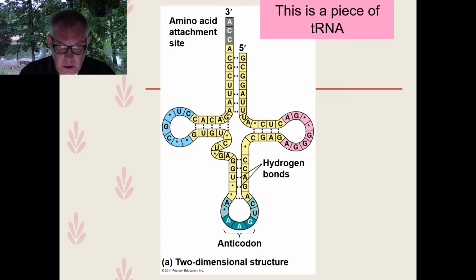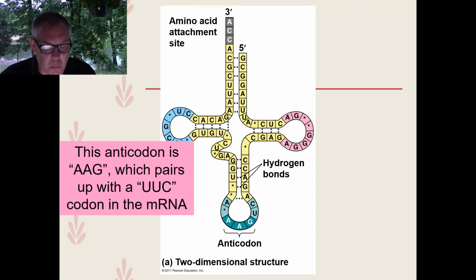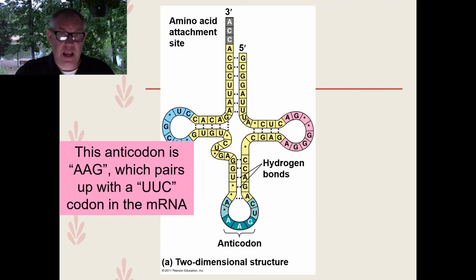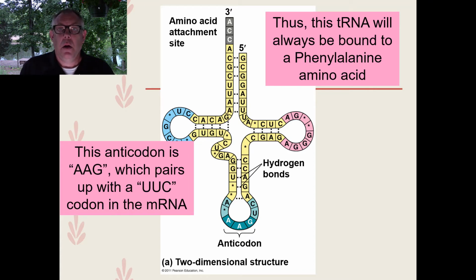And so that anticodon can only pair with a certain codon. This anticodon will only pair with a UUC codon. And that's the only time that this tRNA will be allowed to come into the ribosome. But this tRNA will always have a phenylalanine. It will never have any other kind of amino acid.